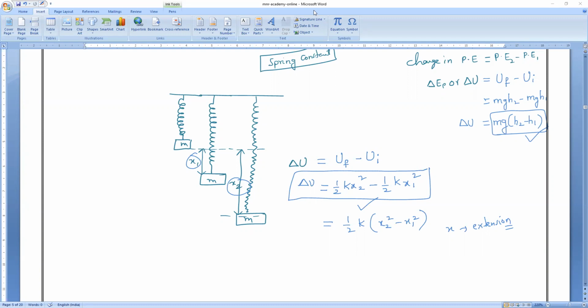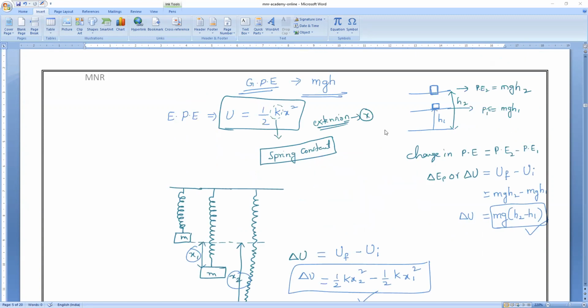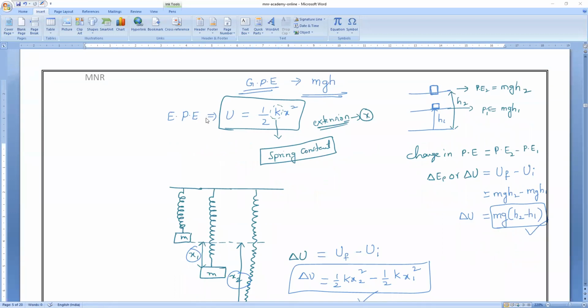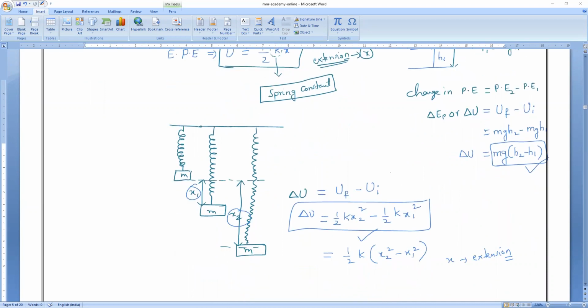So this is what you all need to remember. Change in potential energy may be either gravitational potential energy or elastic potential energy. First learn the general formula and then the change. Change in potential energy, delta U, is equal to final potential energy minus initial potential energy. That is what you have to remember.